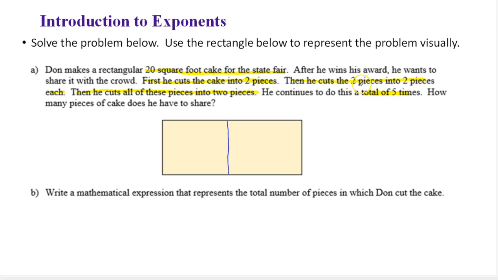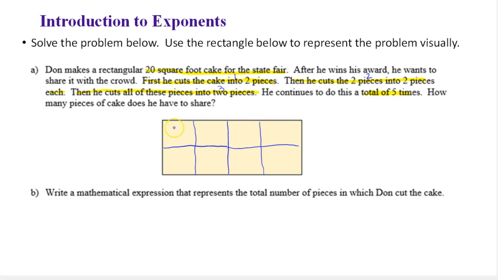Then he cuts the two pieces into two pieces each. So here we have this piece. He's going to cut that into two pieces and this piece into two pieces. Okay. Next, he cuts all of these pieces into two pieces. Okay, so now there's 4 pieces, and we want to cut each of these into two pieces. And it says he continues to do this a total of 5 times. So we've done this 1, 2, 3 times. So we want to cut all of these pieces into two pieces 2 more times.